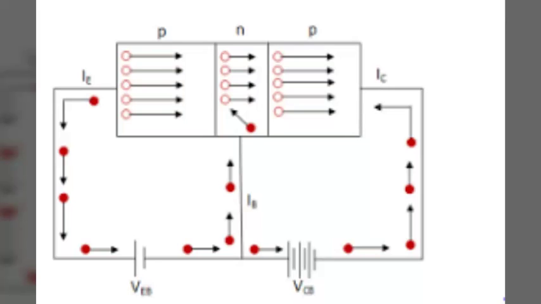As the base is lightly doped and very thin, only a few holes combine with the electrons, less than 5%, and the remainder cross into the collector region to constitute collector current IC, as shown in the figure. In this way, almost the entire emitter current flows in the collector circuit. It may be noted that current conduction within the PNP transistor is by holes. However, in the external connecting wires, the current is still by electrons.